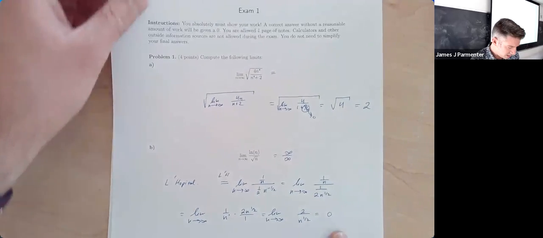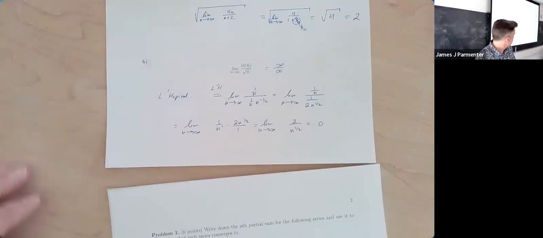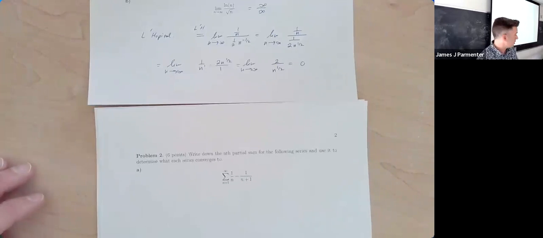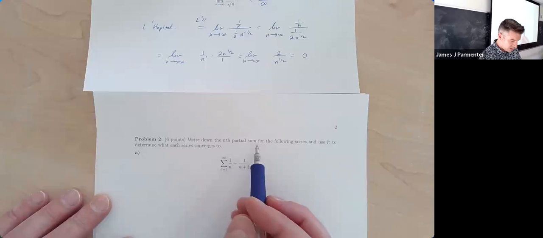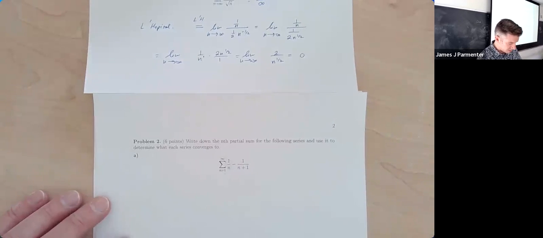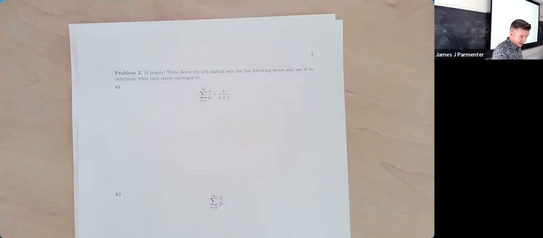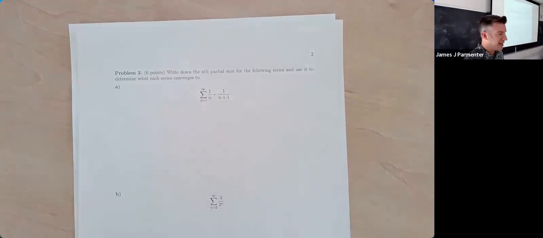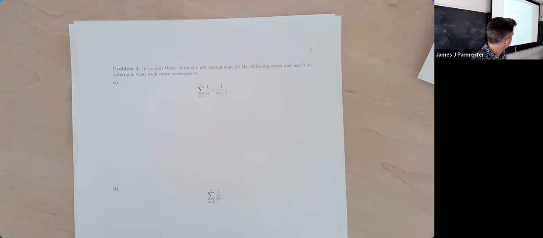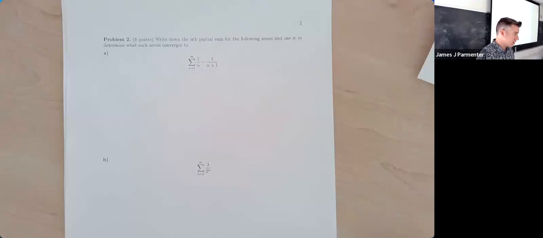Let's look at the next one. Also a reminder, just in general, when you take a test, make sure you read the instructions. This one says write down the nth partial sum for the following series and use it to determine what each series converges to. So, two things about this question that I see right off the bat. If they say write down the nth partial sum, it's probably going to be telescoping or geometric. Additionally, if they ask me to find what the series converges to, it's definitely going to be telescoping or geometric. So always good to know that if they ask you what it converges to, it's either telescoping or geometric. Those are the only options really.